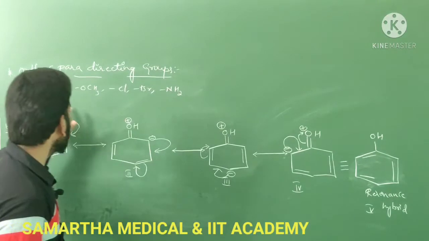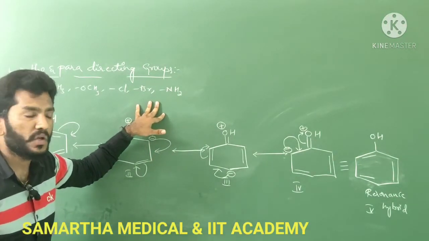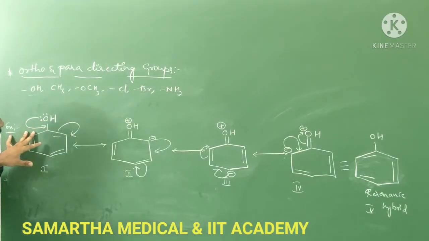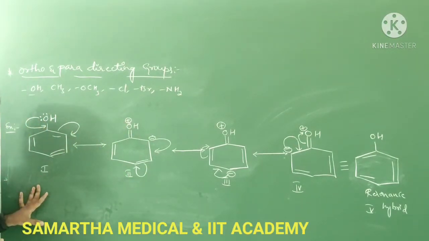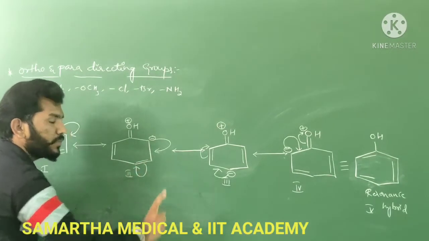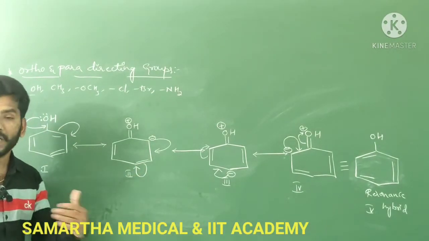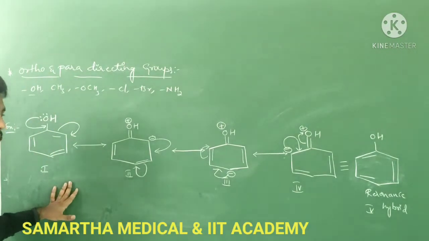That's why we can call these groups ortho and para directing groups. When such groups are present in the ring, they direct the incoming group to the ortho and para positions. So that's why we call these particular groups ortho and para directing groups. We have to know this particular thing, guys.